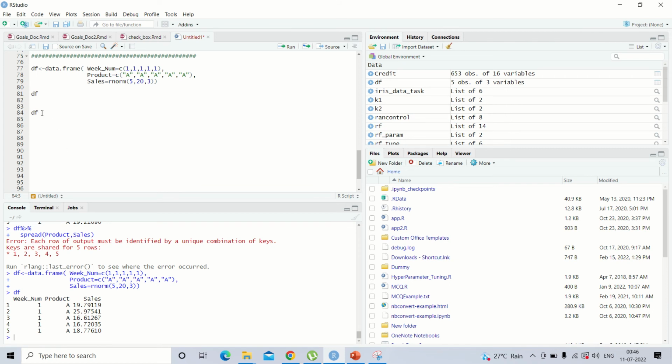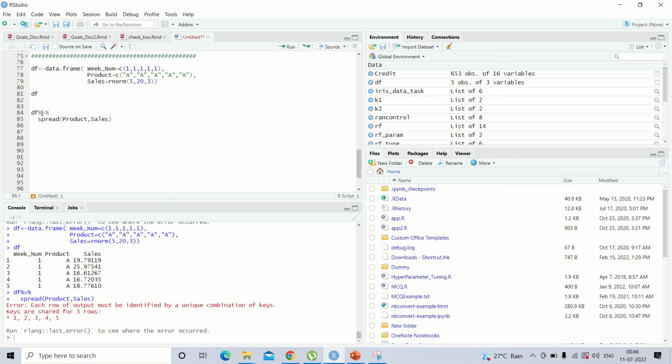Now if I write just df, and if I write spread, and if I just indicate that I want to spread product and I want to have sales, now if I run this, it will basically throw an error. It is essentially an error of unique combination of key, and it is not able to identify each row with that unique combination. Now what essentially it means is week number and products are getting duplicated across different rows. Now how can we rectify it?